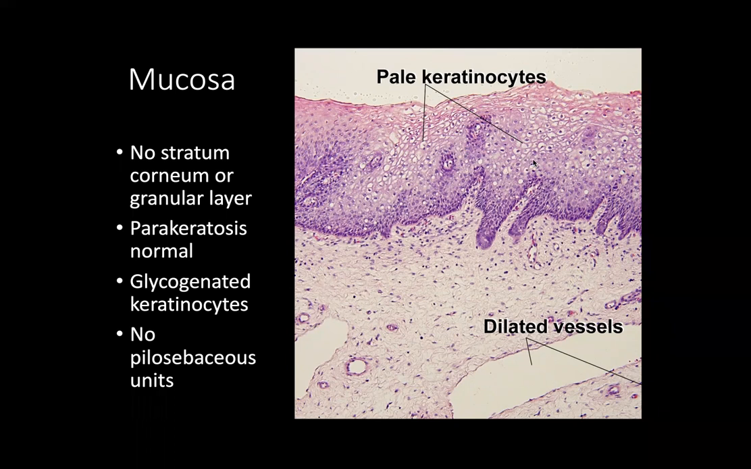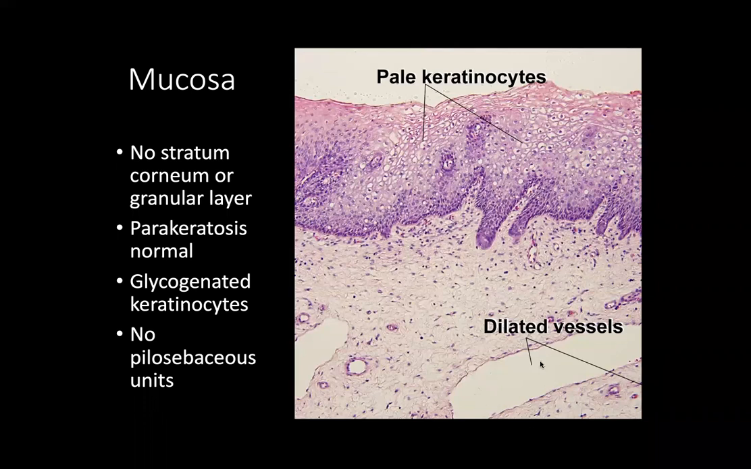So you'll have these glycogenated keratinocytes, which look more pale, along with that lack of stratum corneum, lack of granular layer. And there's areas that look like retained nuclei, and that's a normal phenomenon in mucosa. It's not parakeratosis in the traditional sense, but it looks like parakeratosis. And you also do not have pilosebaceous units. So yes, you should not have hair or oil glands in your mucosal surface.